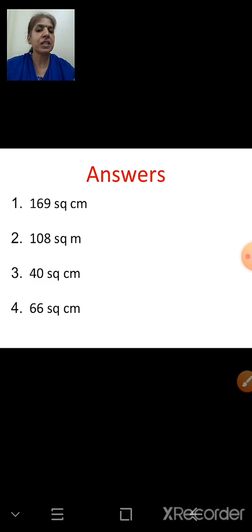Now check your answers. If the unit is written correctly, give full 1 mark. Those who have got full 4 out of 4 marks, give remarks to yourself, write excellent. If you have got 3 answers correct, give very good. And if it is 2 or 1, give good.